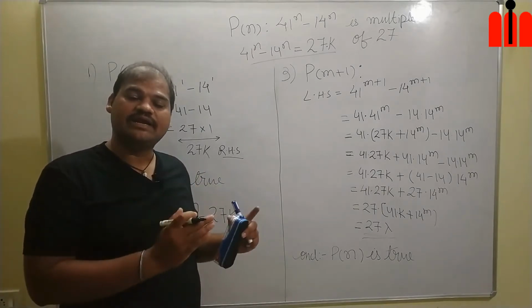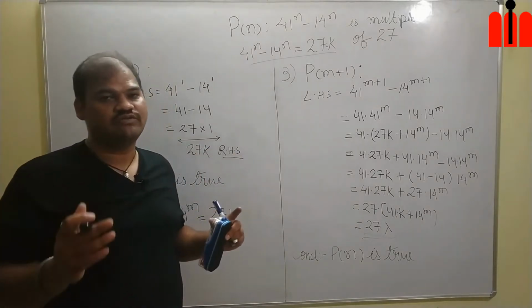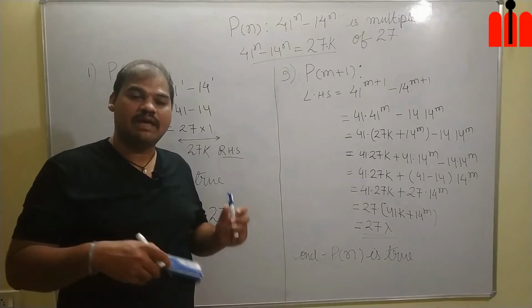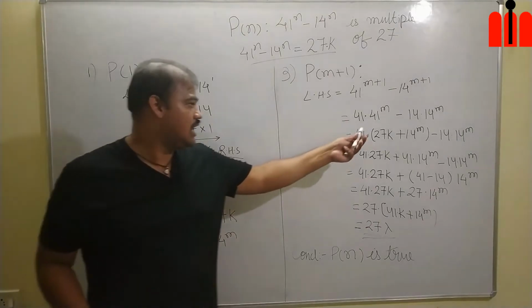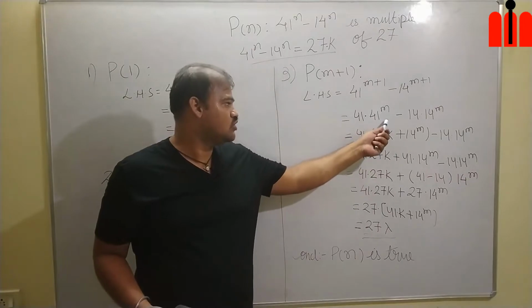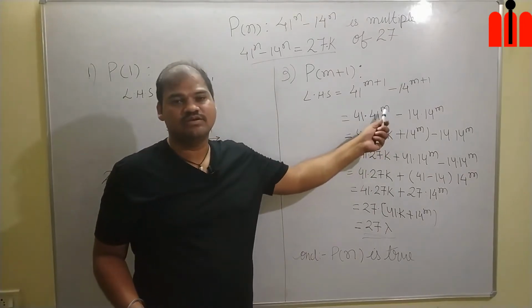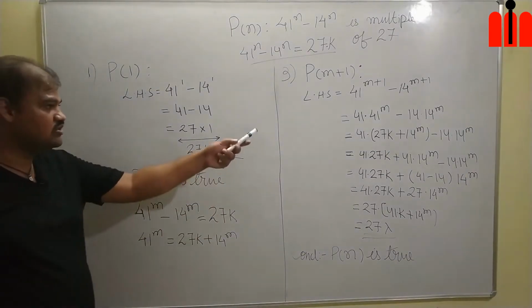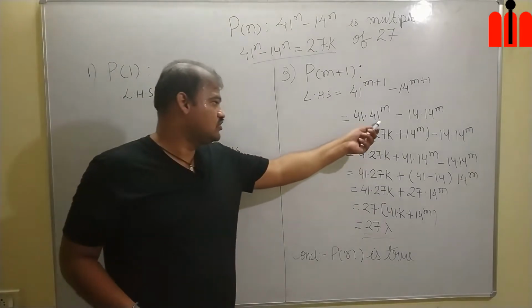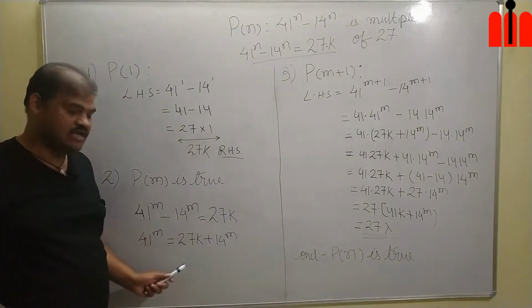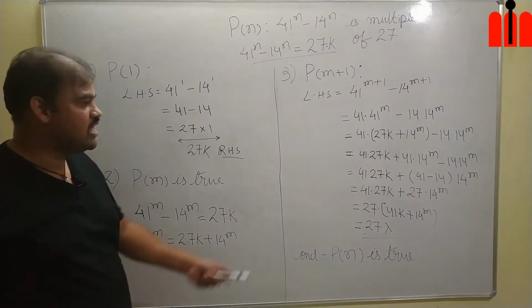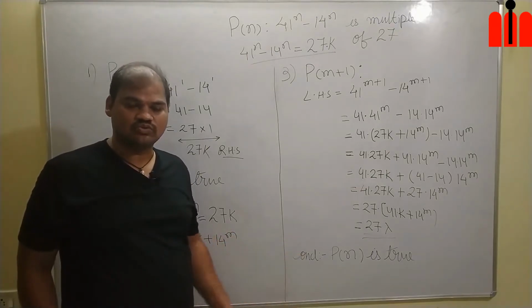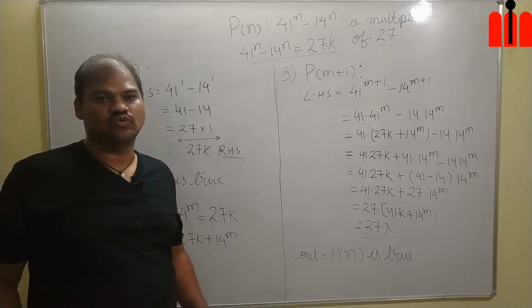What I had done? I had written 41 to the power of m as 27k plus 14 to the power of m. Why I had written? Because in the m plus 1 step, I will get a multiple of 41 to the power of m. So I will substitute this 41 to the power of m. This is the logic behind writing this step: I will substitute my 41 to the power of m with this 27k plus 14 to the power of m. After that, do your calculations and show that Pm plus 1 is true, and hence my Pn is true.